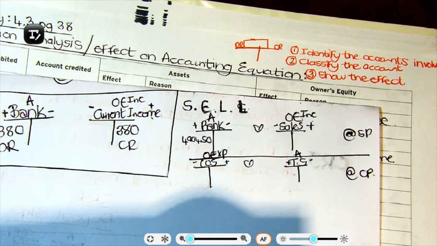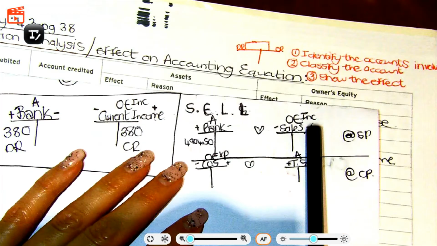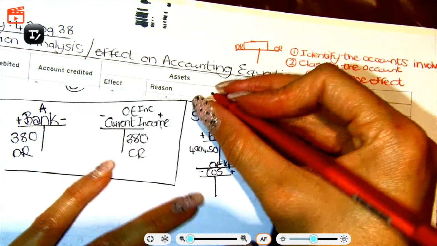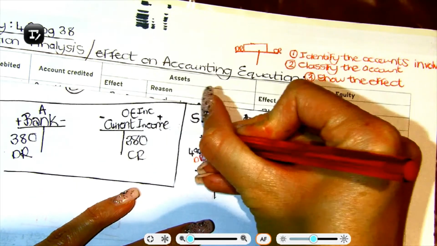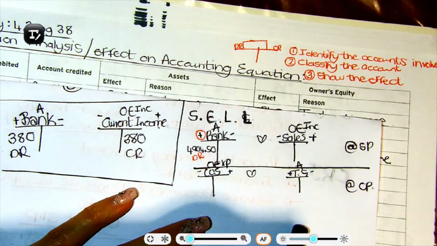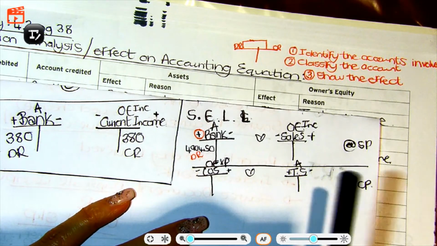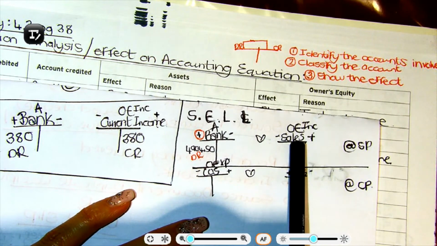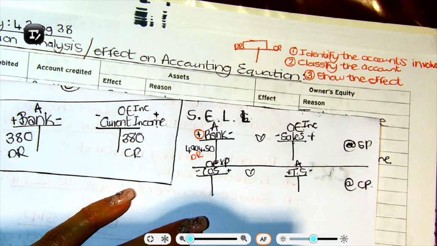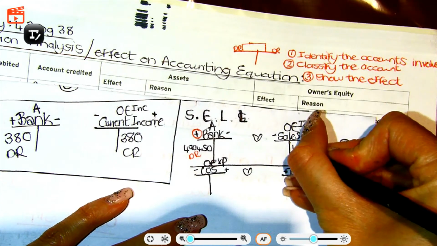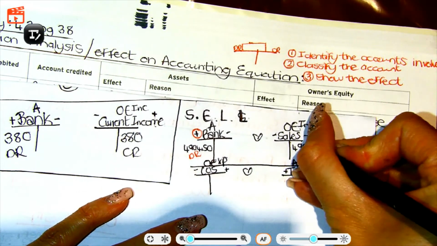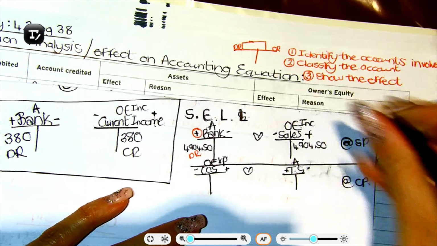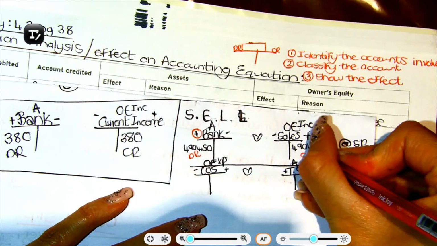Okay, so why is my bank being debited? Well, because it is an asset that is increasing because I received money. So I'm going to debit bank. Sales is an owner's equity income. Incomes always increase my owner's equity. So on the credit side, 4,904.50. Right, so I have my debits, I have my credits, everything is in agreement over there.